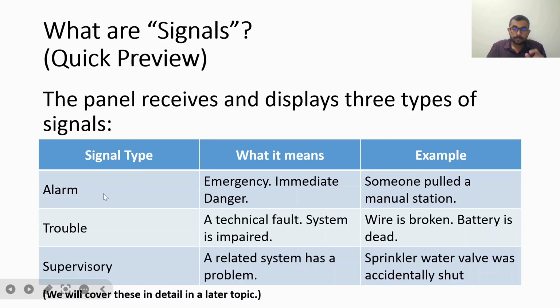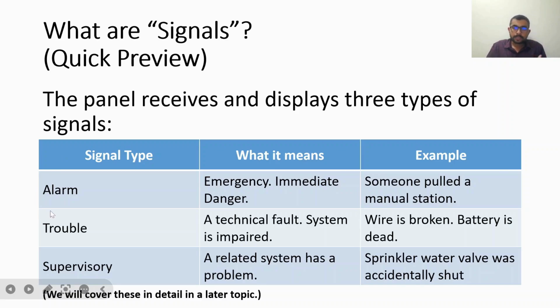In the signal type, the first one is the alarm signal. The alarm signal means it's an emergency situation, an immediate danger. Because of that, there's an alarm. An example could be someone has activated a smoke or heat detector, or someone has pulled a manual pull station, as mentioned here.